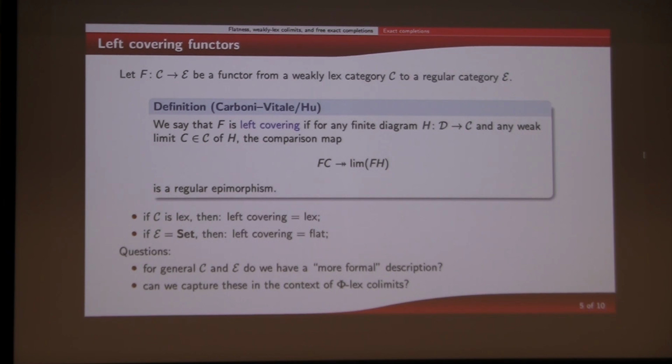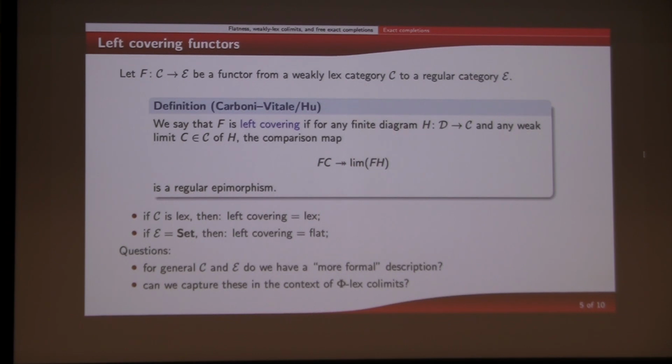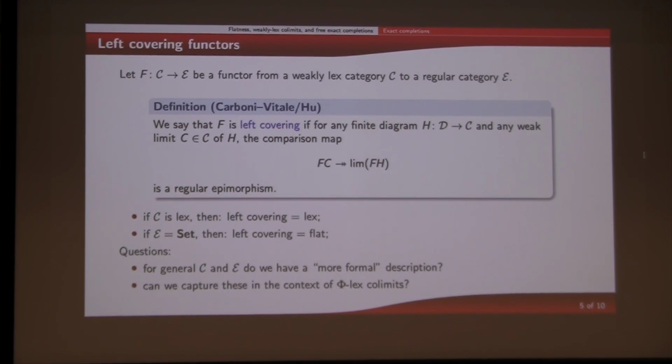More questions or comments? If not, I have one. I know that regular categories are a strange kind of animal. But I wonder if your point of view could help to understand homological functors from a triangulated category to an abelian one, because they look very much like left covariant functors. So it's not a question, it's something that maybe we'll have to look into. Yeah, I cannot say anything right now, but maybe. So, thank you again.